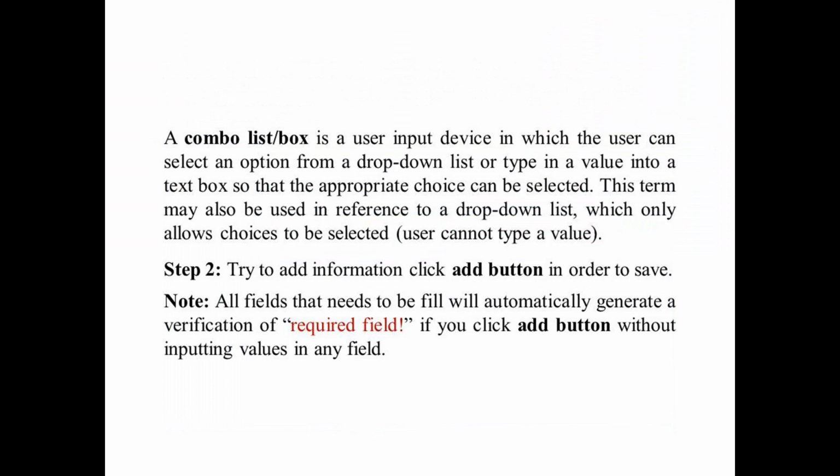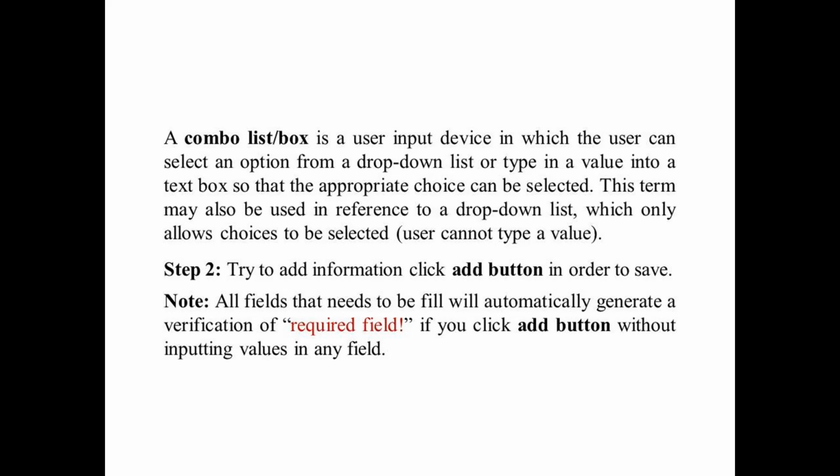A combo list box is a user input device in which the user can select an option from a drop-down list or type in a value into a text box so that the appropriate choice can be selected. This term may also be used in reference to a drop-down list, which only allows choices to be selected. The user cannot type a value.